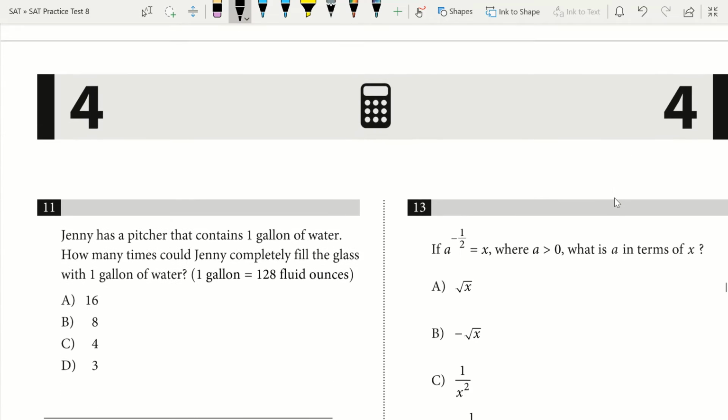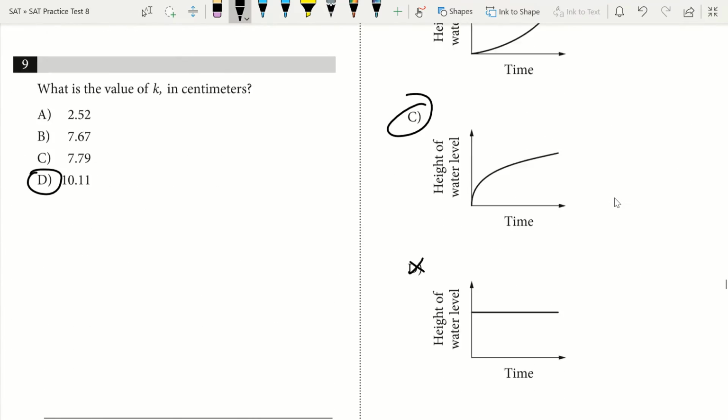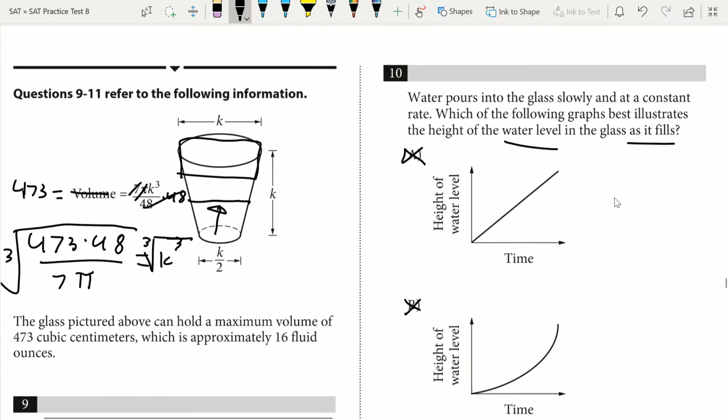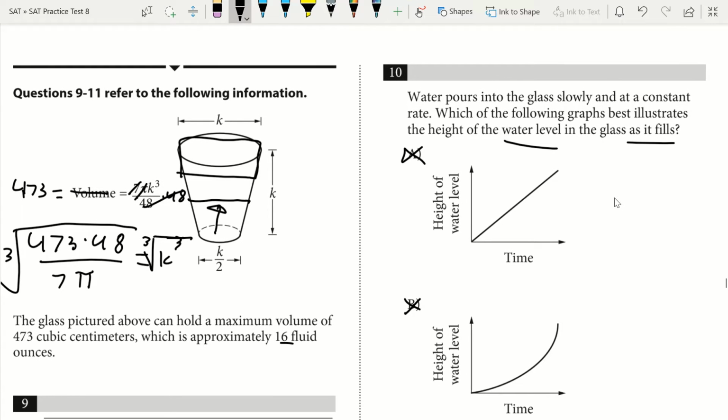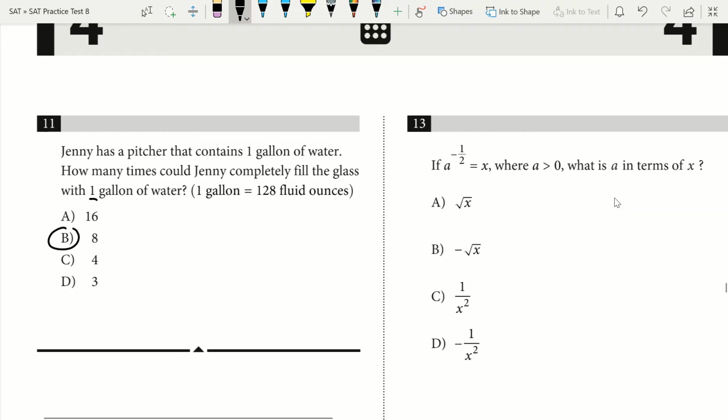All right, question 11. Let me just make sure we answered all those up here, and we did. All right, question 11. Jenny has a pitcher that contains 1 gallon of water. How many times can Jenny completely fill the glass with 1 gallon of water? We're told 1 gallon equals 128 fluid ounces, and we're told that our glass holds 16 ounces. So we're going to do 128 divided by 16, and that'll give us our answer of 8. So our answer is going to be 8, which is answer choice B.